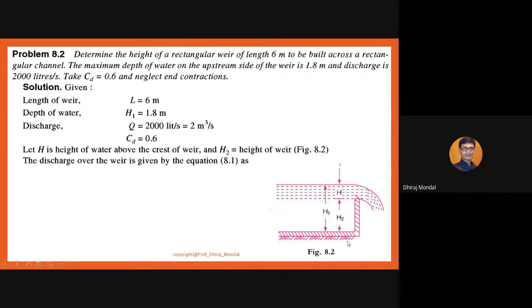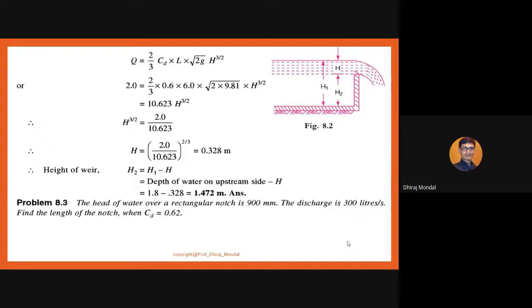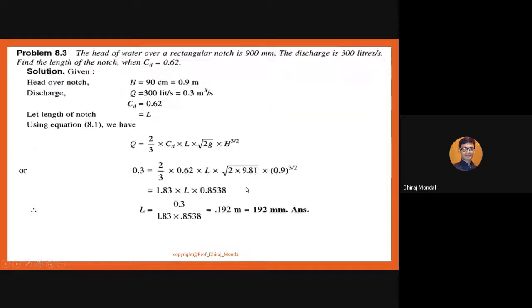So here you can find out, because you know the formula. Q is equal to 2 by 3 CD into L into root over 2G into H to the 3 by 2. After putting all the values, the only unknown is your H. Once you have got H, and H1 you know, you can find out H2. H2 is equal to H1 minus H. So with the help of this, you can find out this value.